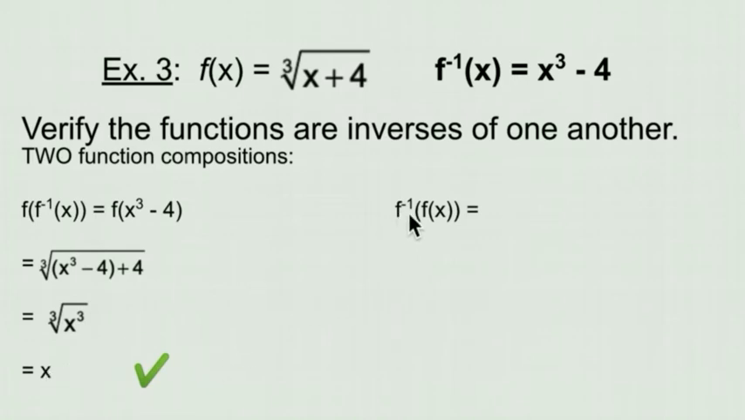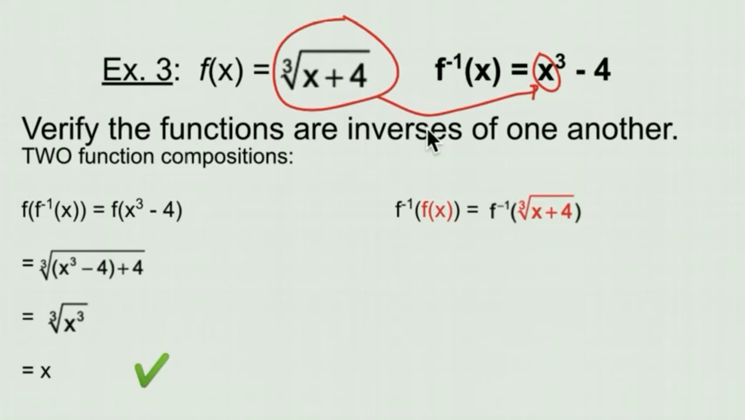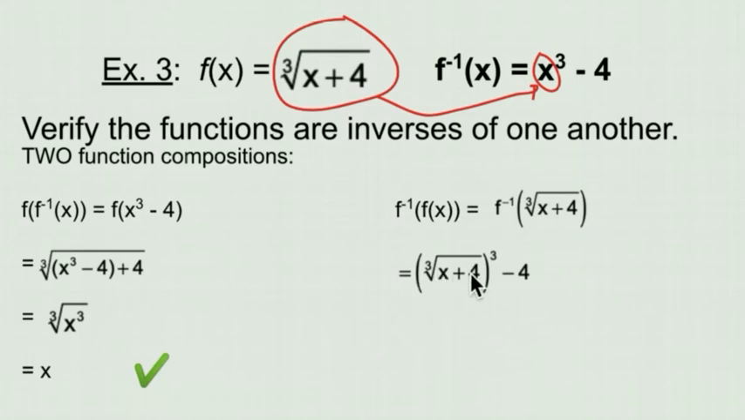Now let's check the function composition the other way, and it should also give me x. So f inverse of f of x is really f inverse of the cube root function here. So f inverse of the cube root of x plus 4. That means I look to the inverse function, and everywhere there's an x, I'm going to replace it with this function, the cube root of x plus 4. So that will give me, in parentheses, the cube root of x plus 4, close parentheses, cubed minus 4. Don't forget to cube what it is that you're replacing x with.